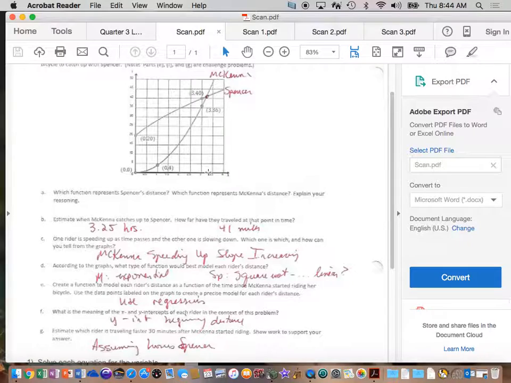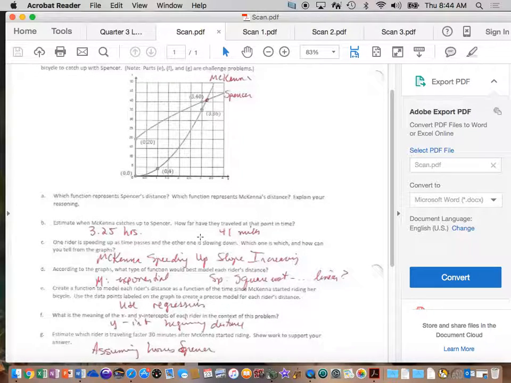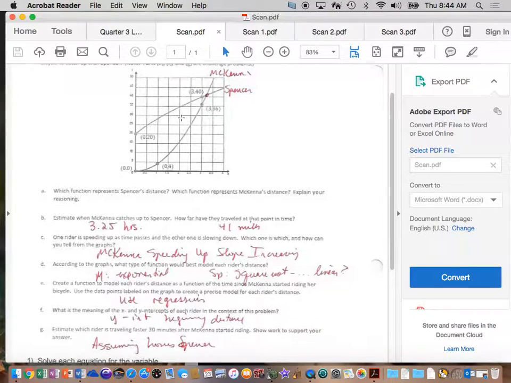About how long till they intersect? I guess it's about 3¼ hours, looking at the numbers on the chart there. McKenna's speeding up because her slope is increasing. McKenna is an exponential function. You can tell just by looking at it. You know, again, that sight recognition thing. As far as Spencer goes, I'm not 100% sure what they're looking for on the Spencer answer. Personally, I think it looks most like a square root curve. But if you wanted to argue linear, I could kind of see that. It's not linear in the beginning, but it kind of tapers to linear.